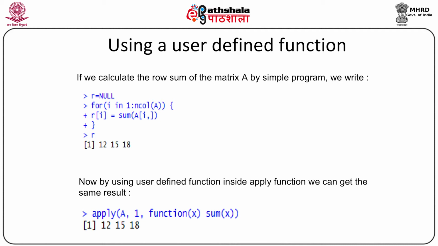Now, by using a user-defined function inside the apply function, we can get the same result. So, if we write apply(A, 1, function(x) sum(x)), where the function is defined to be the sum of x, we will get exactly the same result. Here we are defining a function which is actually equivalent to the sum. So, if we write sum instead of the function here, we will actually have the same result.